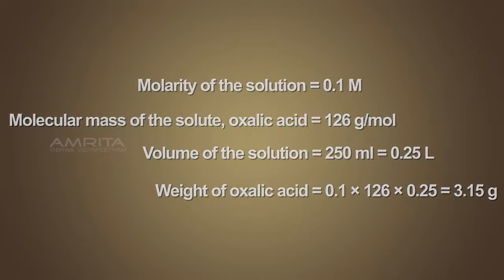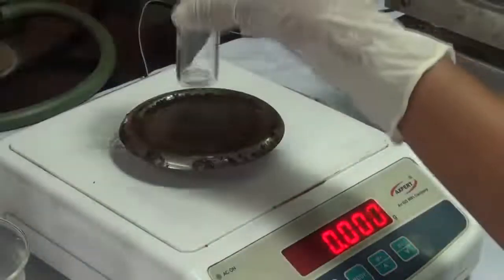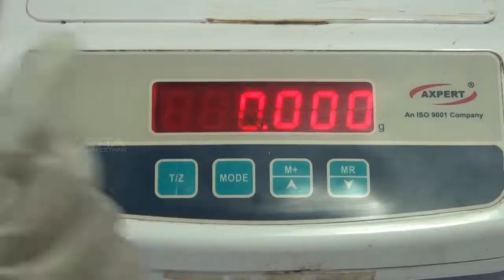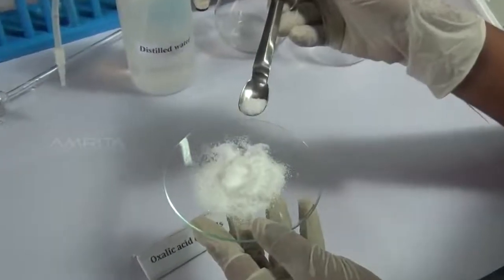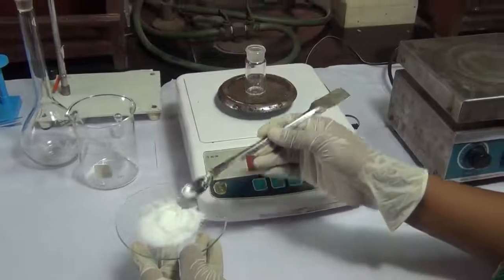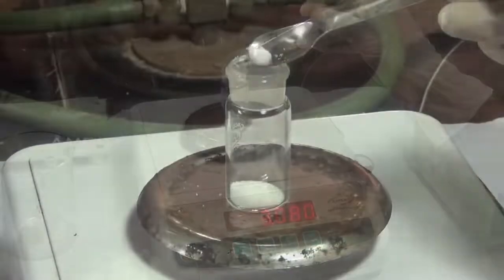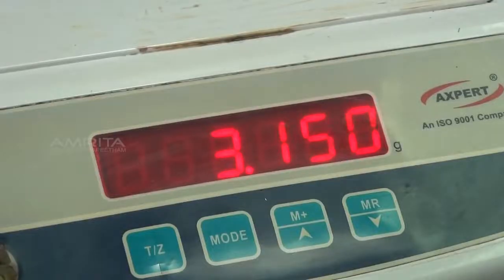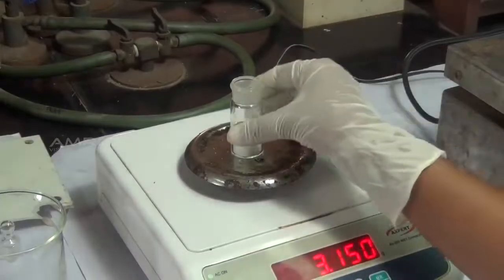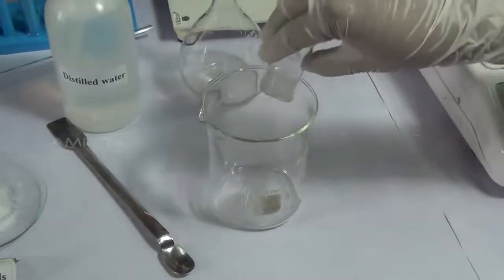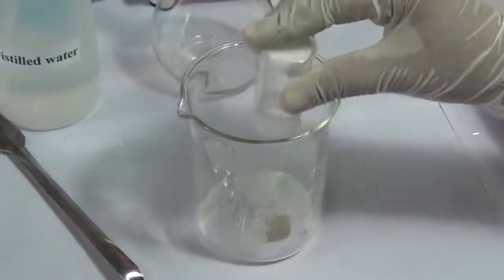grams. Place the weighing bottle on the electronic balance and tare the balance. Using the spatula, take oxalic acid crystals and transfer them into the weighing bottle and weigh 3.15 grams. Transfer the weighed quantity of oxalic acid into the 250 ml beaker.